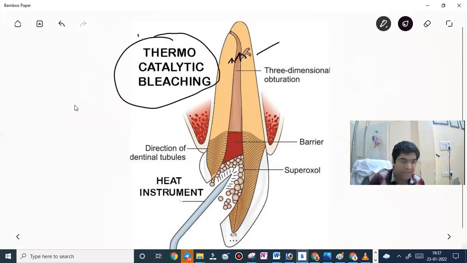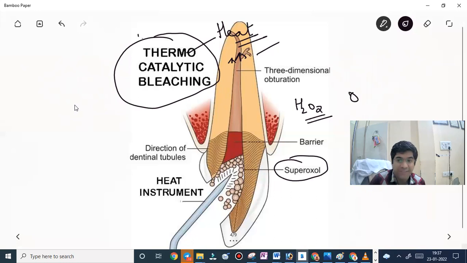or in-office technique. Thermo means heat, so what we will use here is a heat activated solution. What will the heat do? It will activate the solution. The heat will cause the formation of hydrogen peroxide with release of free radical oxygen.